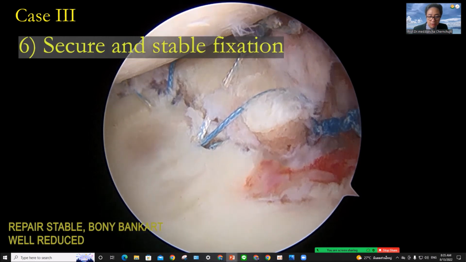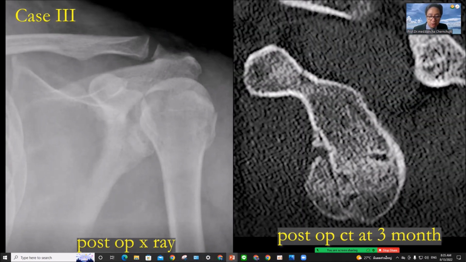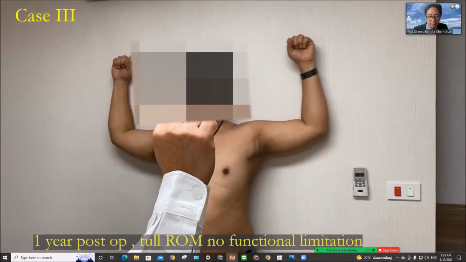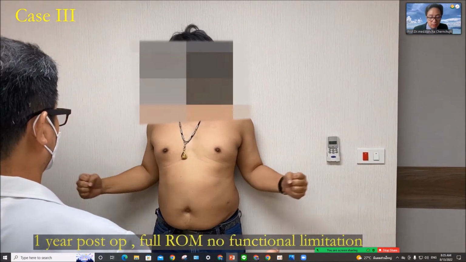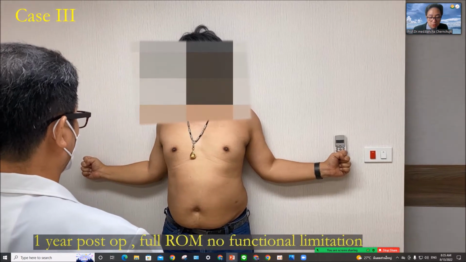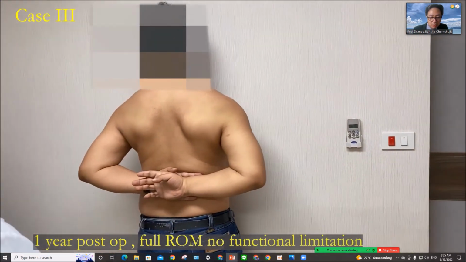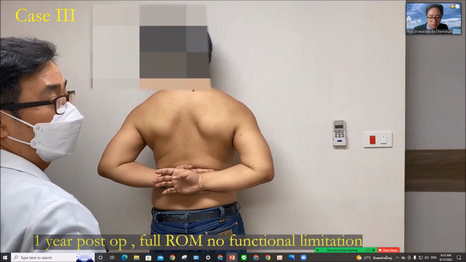Okay, secure fixation, a little bit over reductions, but don't worry, over time this bone heals nicely. Okay, and the patient is quite happy. This is the 1 year after surgery. The patient has good motion, full range of motions, and also no signs of instability.